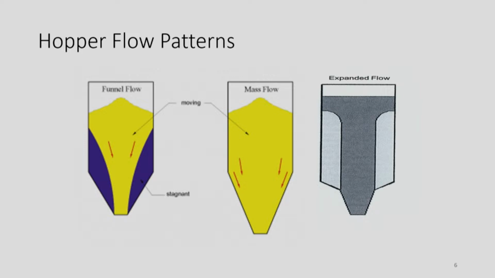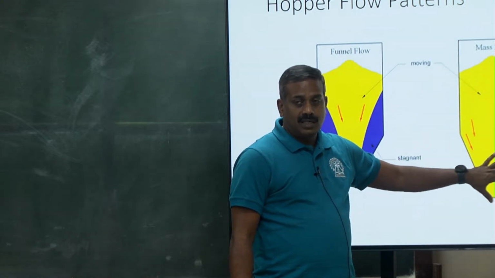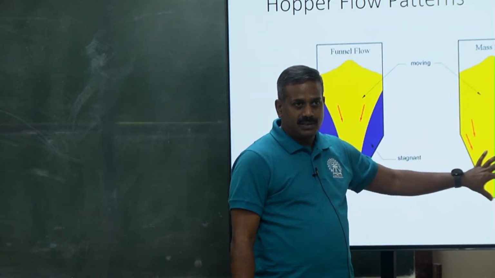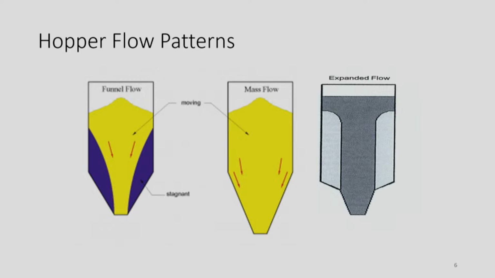But other disadvantages: the sides are stagnant, right? So there will be added pressure or stress on the walls, and there will be high segregation. There will be rat holing issues. Again, flow may not be uniform, etc. Mass flow is comparatively taller. You'll need more material, it is a little expensive, and needs more space to construct than a funnel flow bin. And the flow is better, more uniform, than a funnel flow bin.